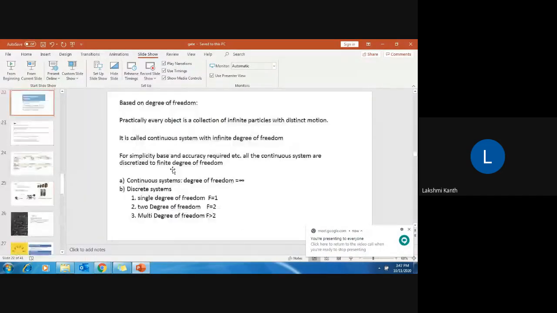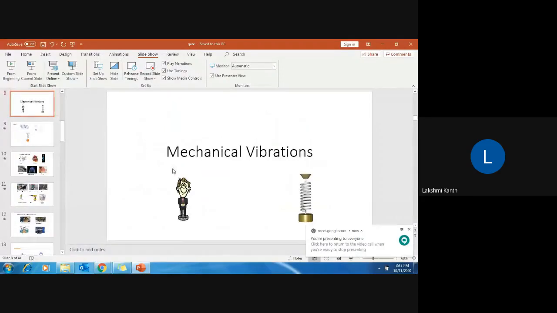Is my screen visible? Yes. Okay. Before that, I will give 2 minutes. Students, please go and bring your calculator and some notes, for record purposes. Why? Because simply seeing and hearing is not the correct way to prepare for the GATE exam. The GATE exam needs a lot of practice.